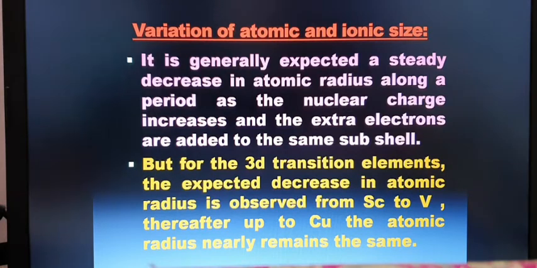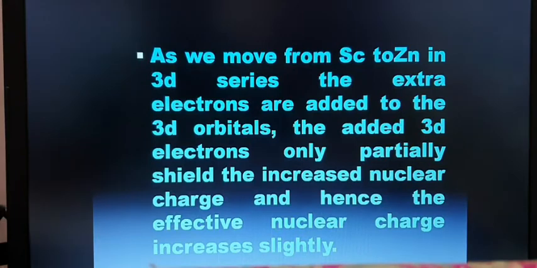But for the 3d transition elements, the expected decrease in atomic radius is observed from scandium to vanadium. In the first transition series, atomic radius decreases as is expected from scandium to vanadium. Thereafter, up to copper, atomic number 29, the atomic radius nearly remains the same. What is the reason for that?